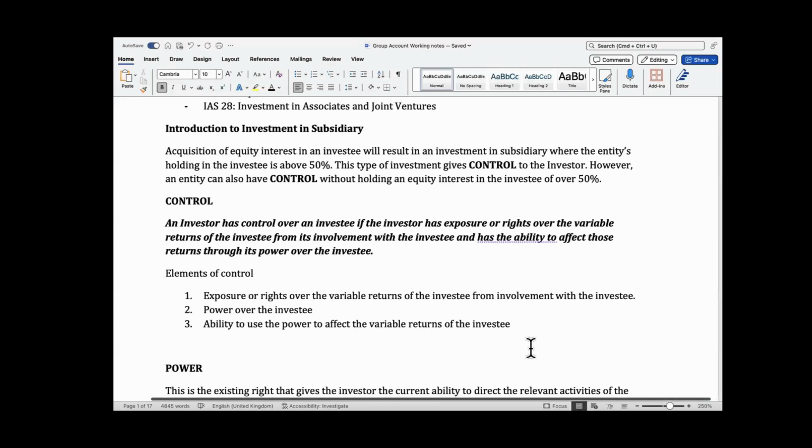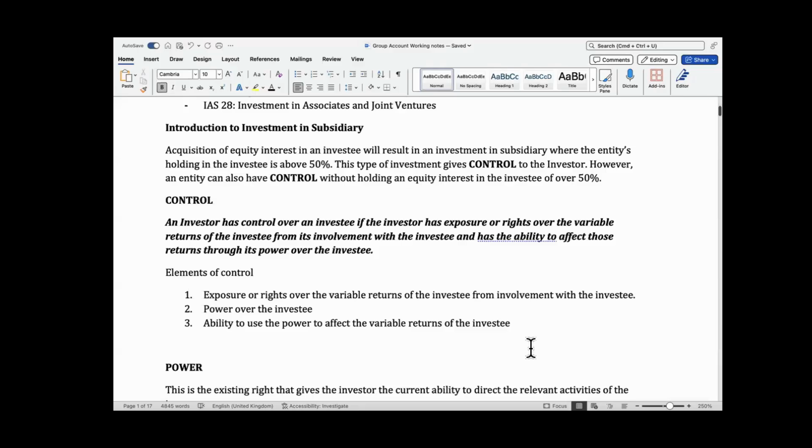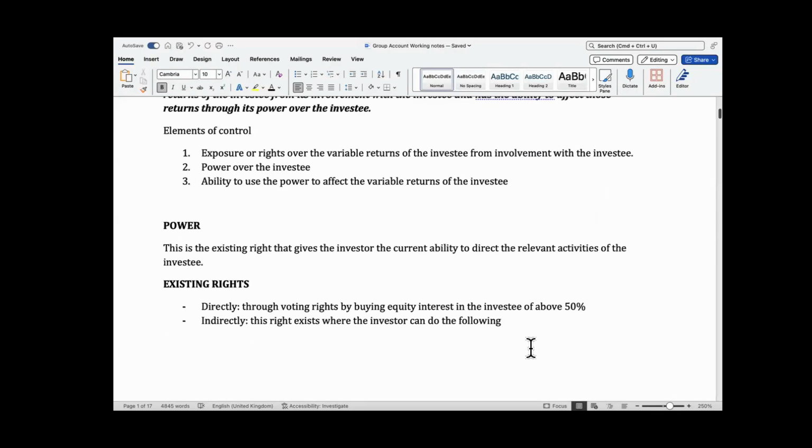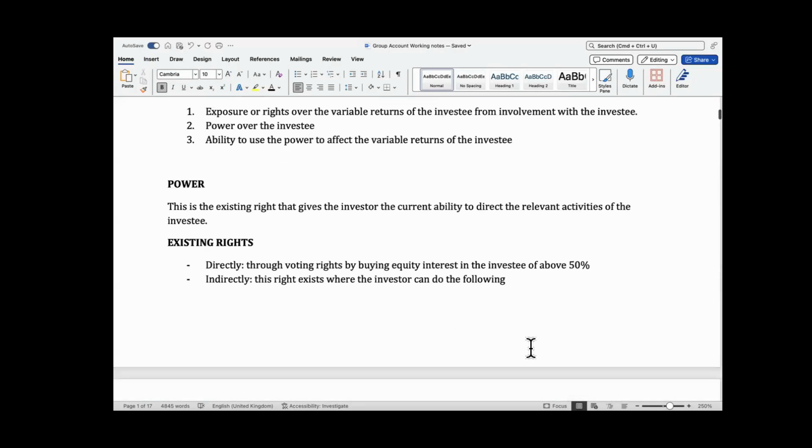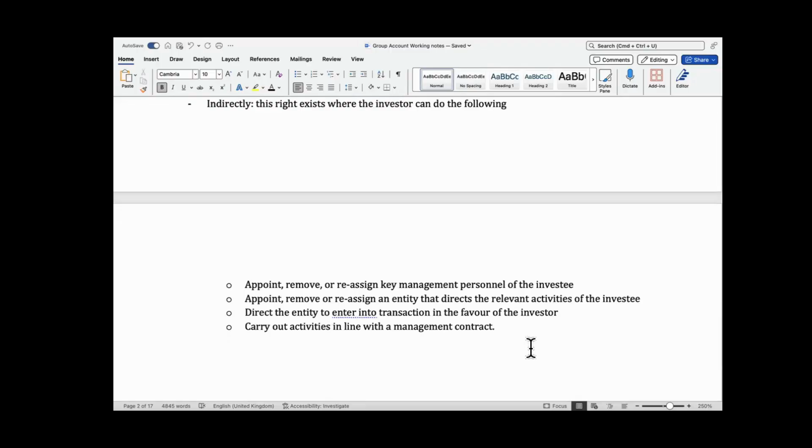So when we talk about investment in subsidiary, what I need you to know is control. When you have control over an investee, then you have investment in subsidiary. This control basically is because you have rights over their returns because of your involvement with them, and you can affect those returns because of the power. That power arises either because of your holding in the company of above 50%, or because you can remove and hire powerful people that direct the relevant activities of the company. Then you have power over that investee.